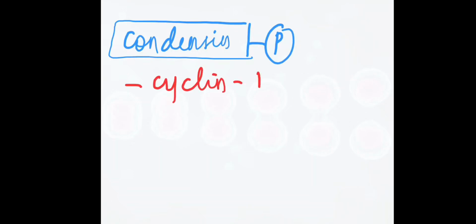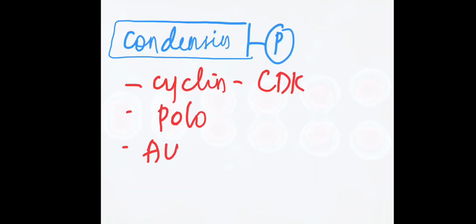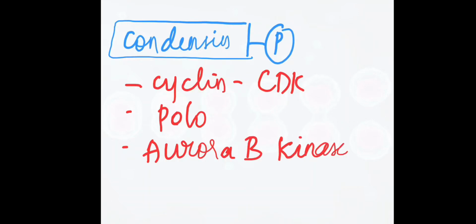So during mitosis, this condensin protein is phosphorylated, that is insertion of a phosphate group. It is phosphorylated by 3 major kinases, that is cyclin-CDK, polo and aurora B kinase. So condensin is phosphorylated by cyclin-CDK, polo and aurora B kinases in a manner that correlates with changes in its localization, dynamics and supercoiling activity.